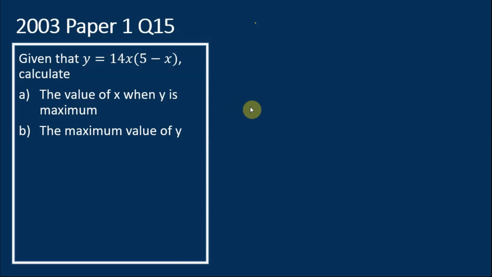Now let's see this example. This is a past exam question, 2003, paper 1, question 15. Given that y equals 14x times (5 minus x), calculate the value of x when y is maximum and the maximum value of y. Actually, they're asking us to find the coordinates x and y of the maximum point. So now let's rewrite this function: y equals 14x times (5 minus x). We are going to use the vertex form to find the maximum or minimum point.